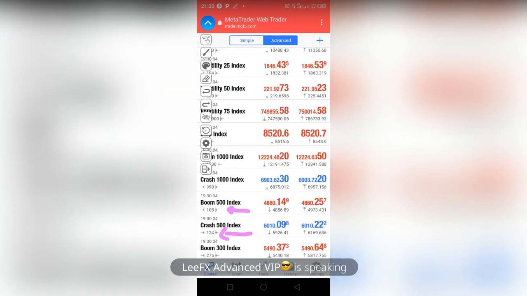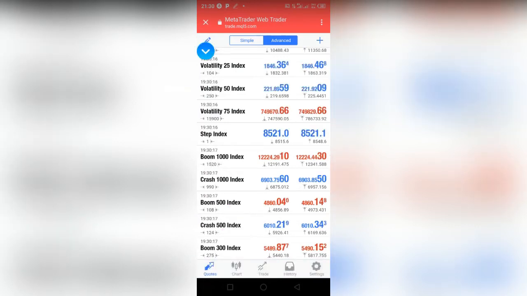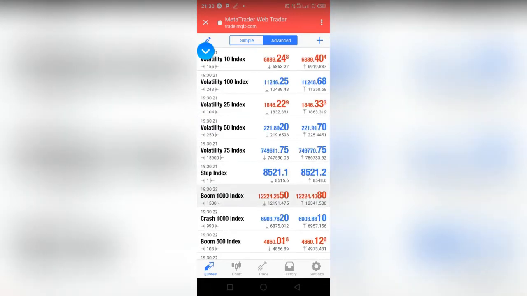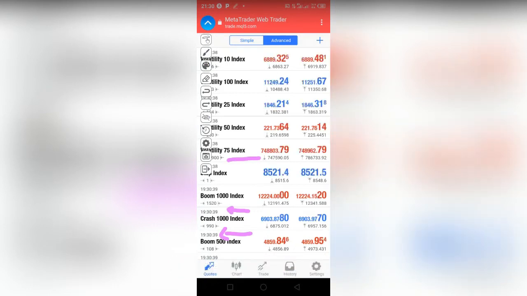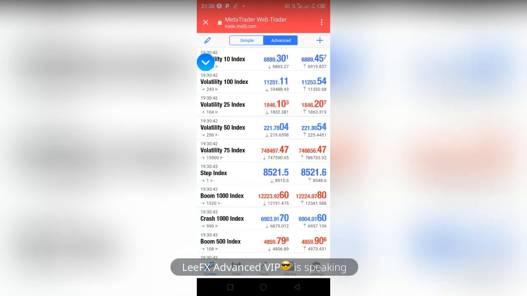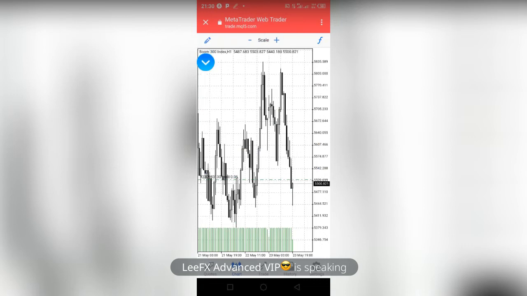Is it making sense? Yes. But when you look at boom 1000, let us look at V75. V75 is giving us 15,900, whereas V50 is 250. Those are very important when you want to know which market is moving very quickly, so that you can know which pair to use.